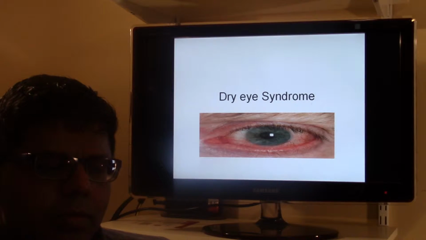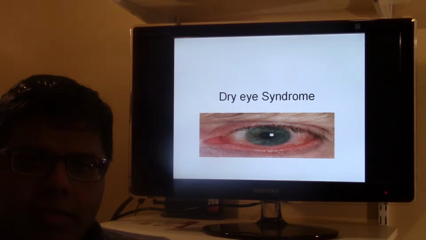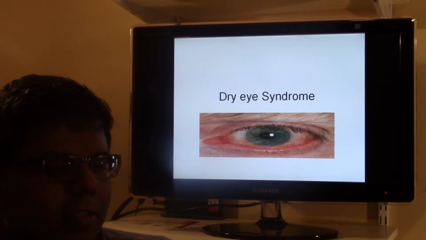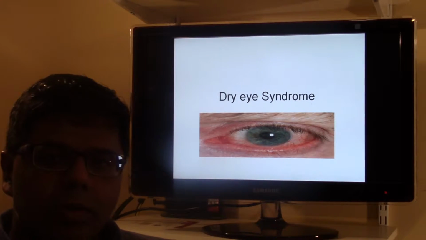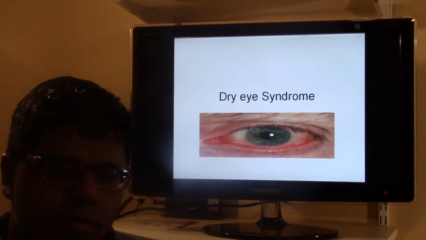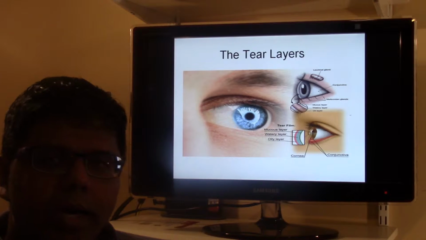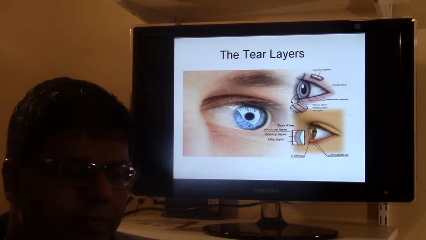Now, dry eye syndrome can also cause blurry vision because of all the irritation. As you can imagine, the surface on this eye is very irritated, so a patient not only complains about discomfort, they also complain about blurry vision. So why is dry eye a problem?